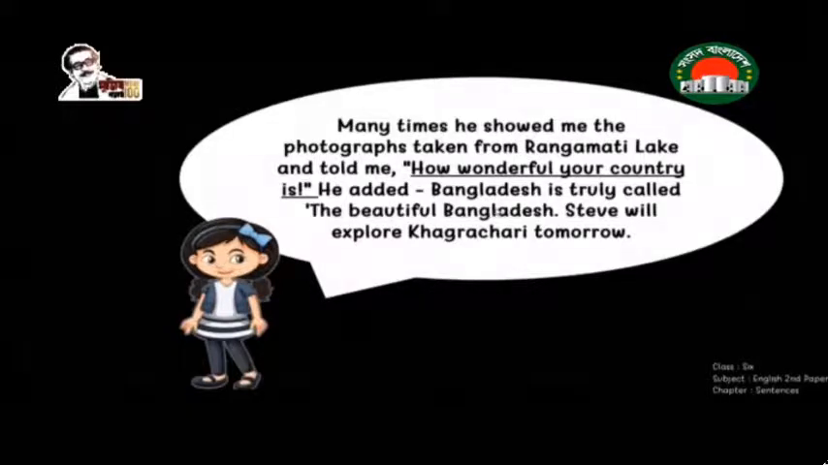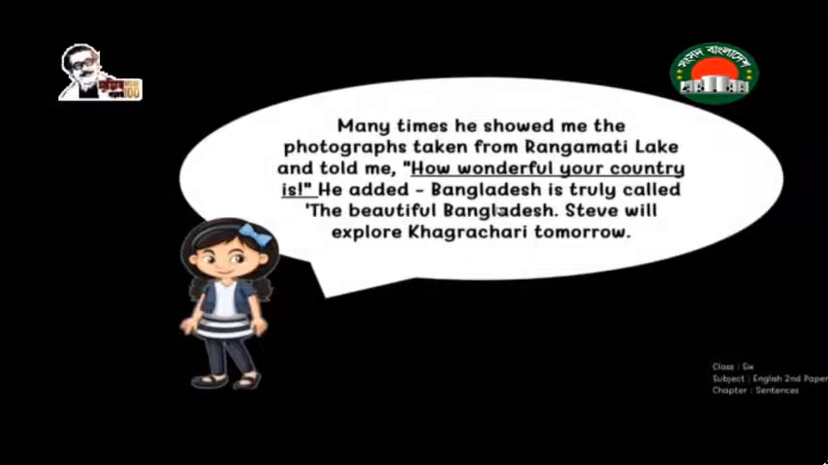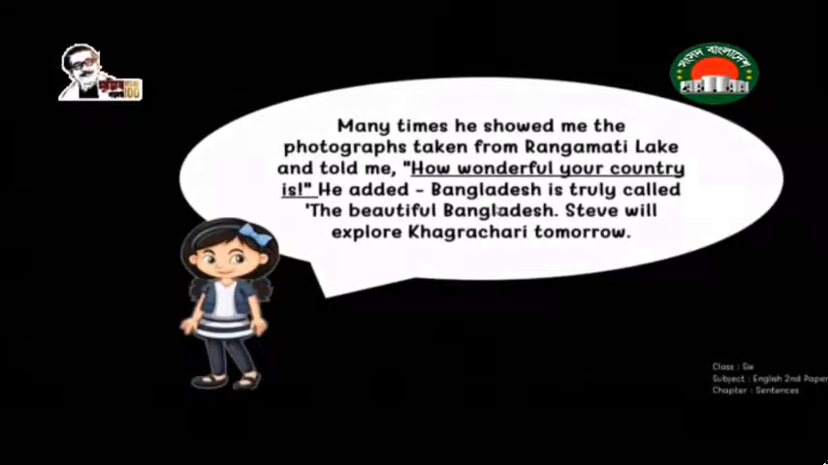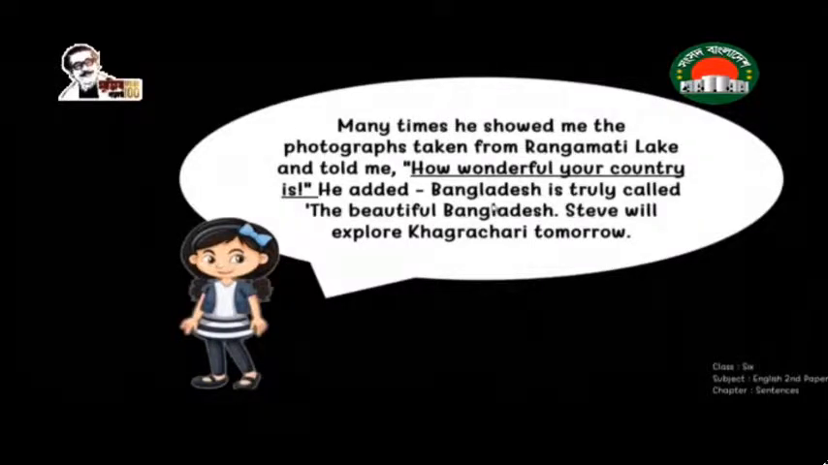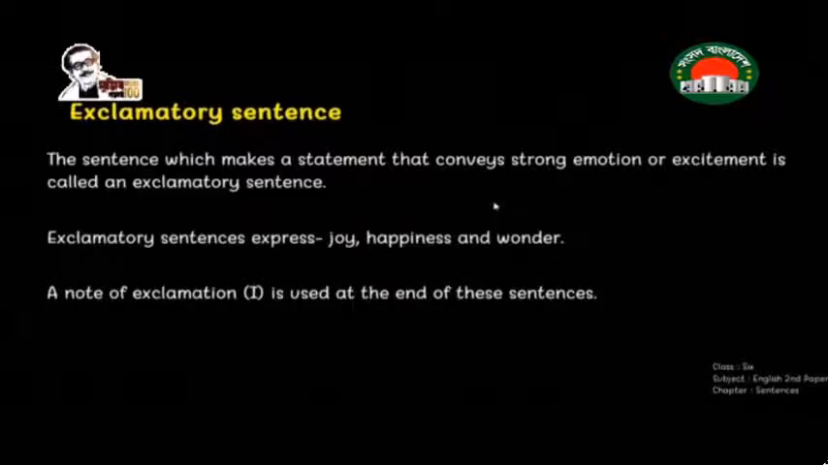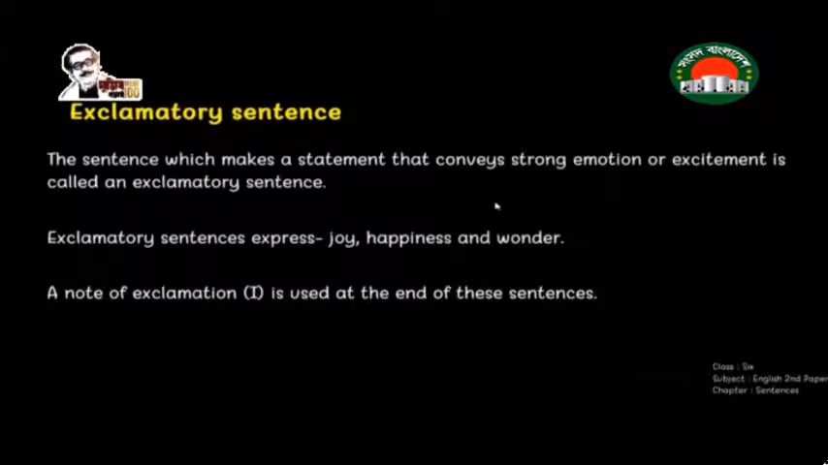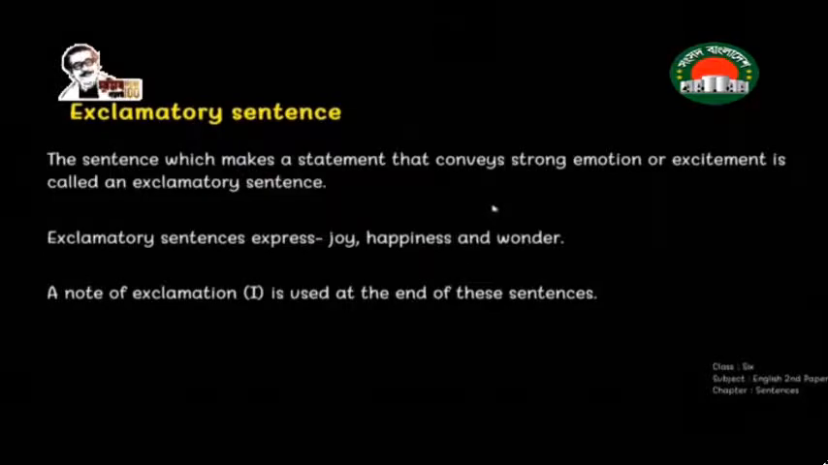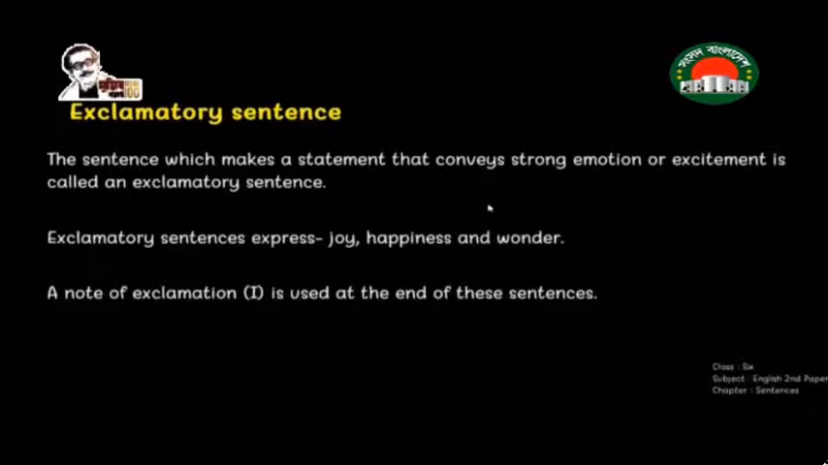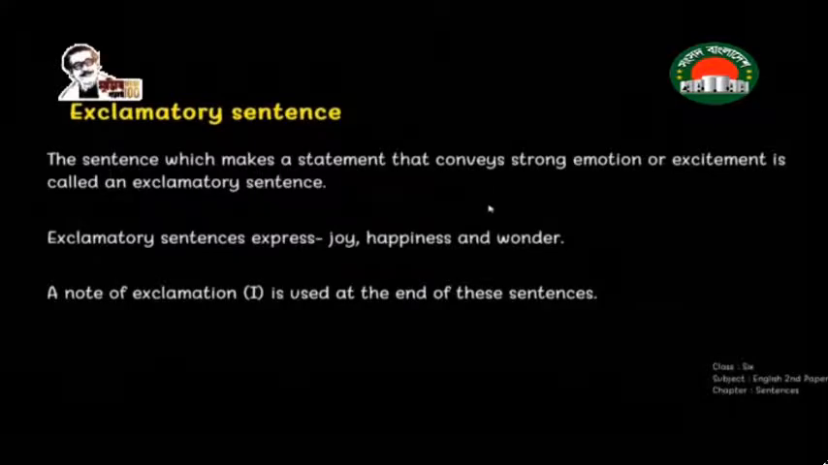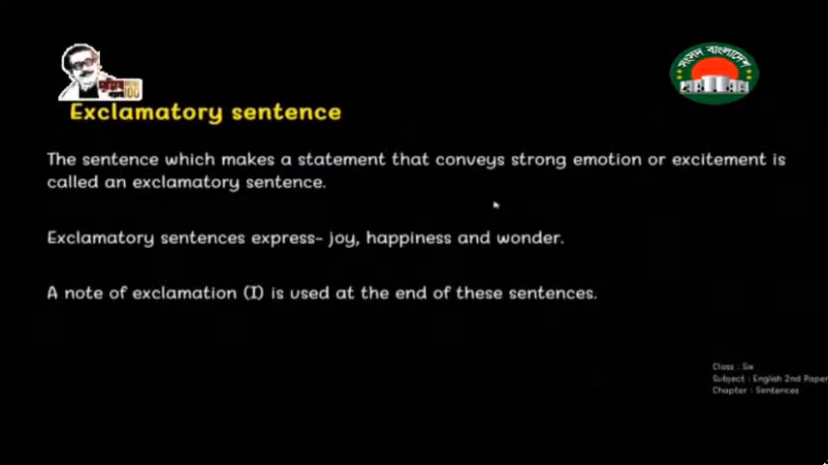If you take the underlying sentences into consideration, you will notice all these sentences are expressing Steve's excitement to see the natural beauty of Bangladesh. These are the examples of exclamatory sentences. So, we can say the sentence which makes a statement that conveys strong emotion or excitement is called an exclamatory sentence. Exclamatory sentences express joy, happiness, and wonder. A note of exclamation is used at the end of these sentences.